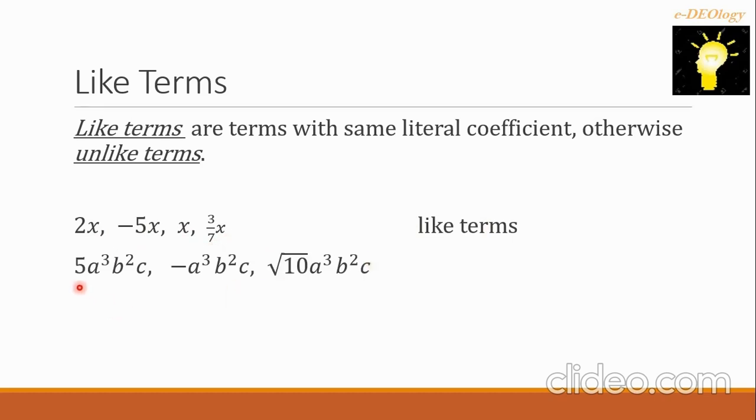Another example, I have three terms here. The first is 5a cubed b square c. Second, negative a cubed b square c. The third, the square root of 10 a cubed b square c. Now, observing the literal coefficients of all these terms, it is common, and that is the a cubed b square c. So we don't care about the numerical values or the numerical coefficient. Since they have the same literal coefficient, they are like terms.